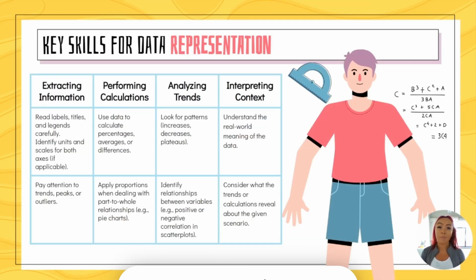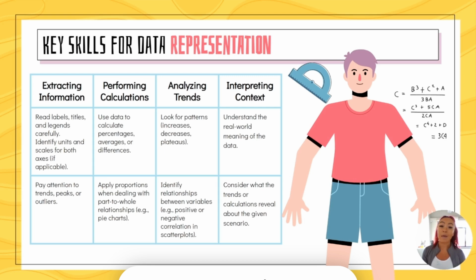What's really important about working with data representation is that you know how to read each diagram and each graph, right? So you should be able to extract information from the diagrams by reading the labels and the titles and paying attention to trends, peaks, or outliers. You should be able to perform calculations using data representations by using the data to calculate percentages or averages and applying proportions when dealing with part-to-whole relationships.